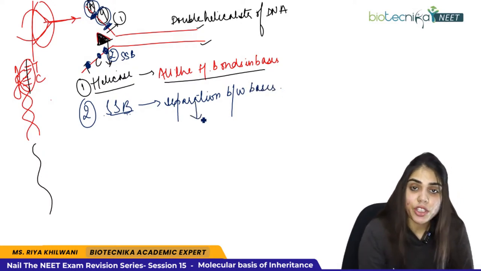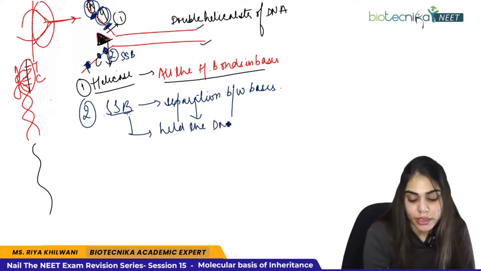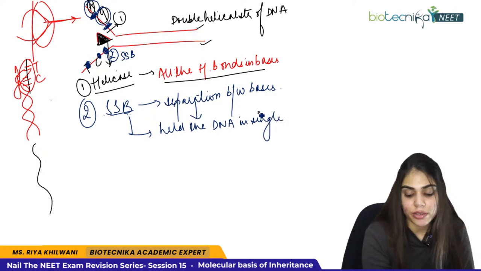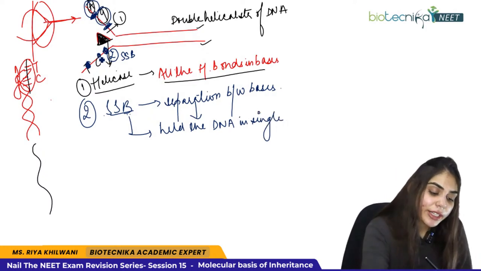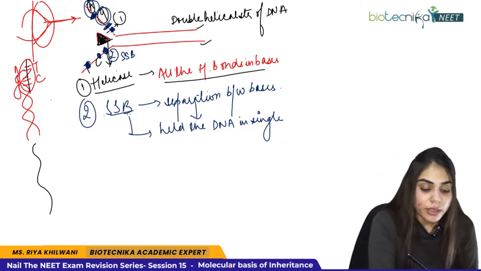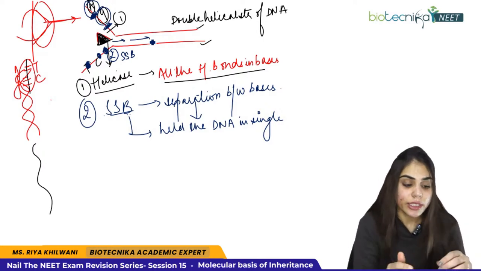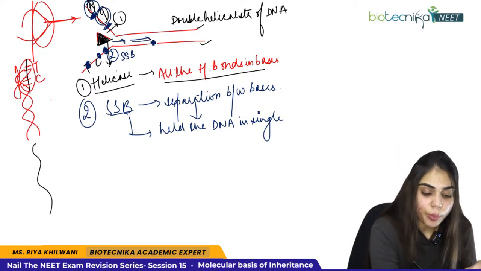So how is this separation maintained? They help to prevent the pairing, and they help keep the DNA in a single state. Single state means separated state. So again, here also the single-stranded DNA binding protein will bind. Now what will happen? This helicase will move further and will open the DNA. The helicase will further move and open the DNA.